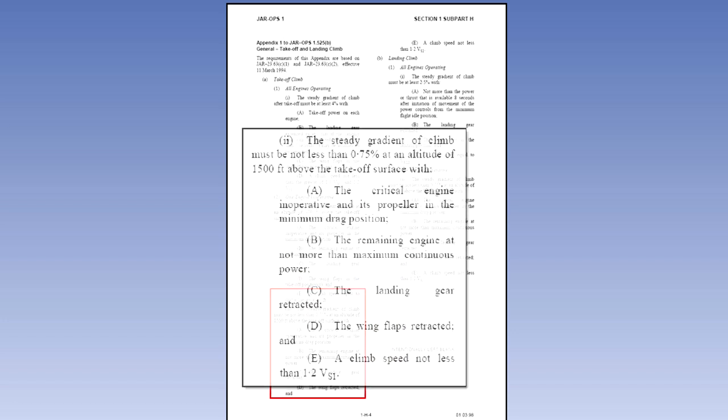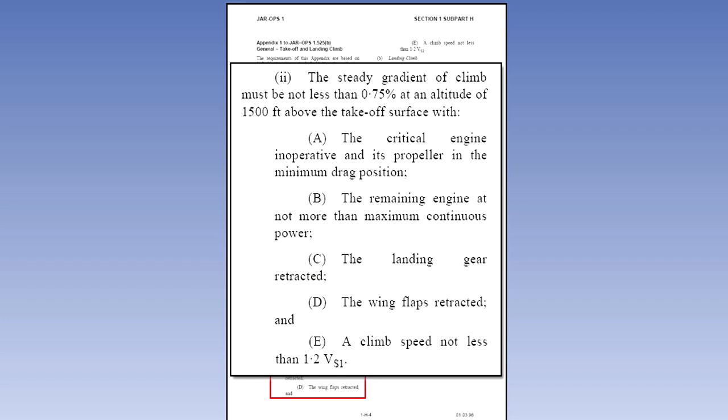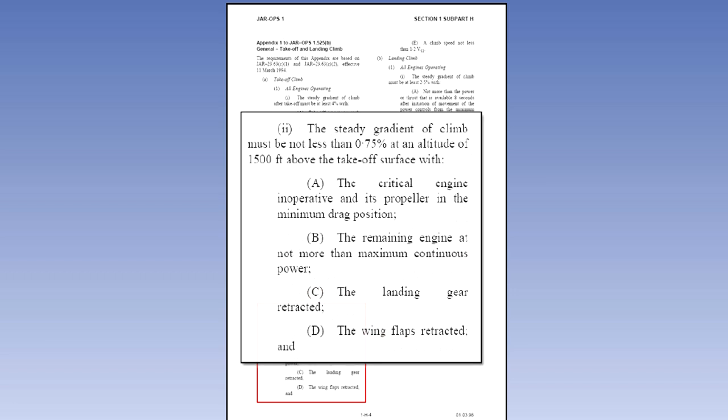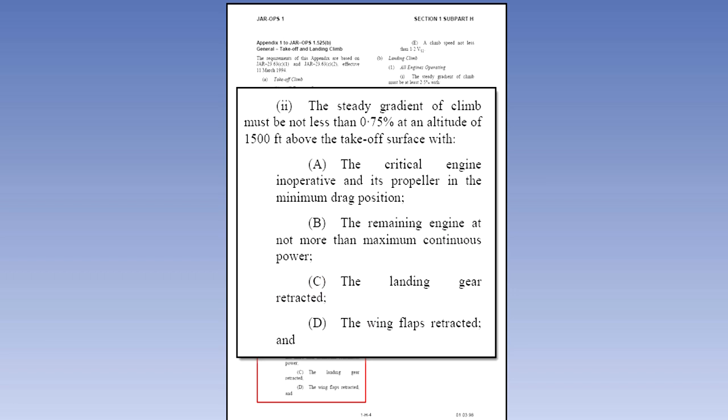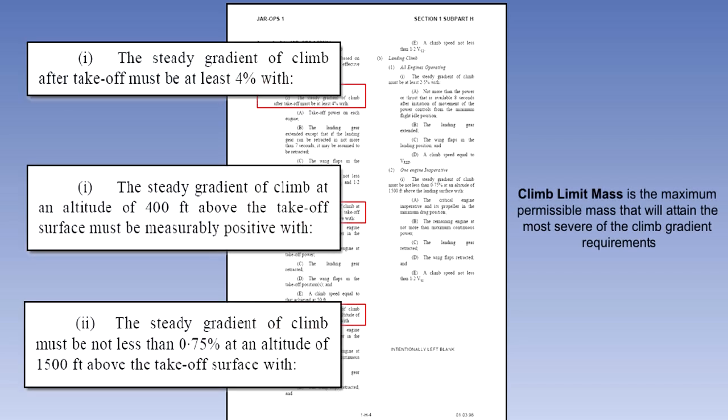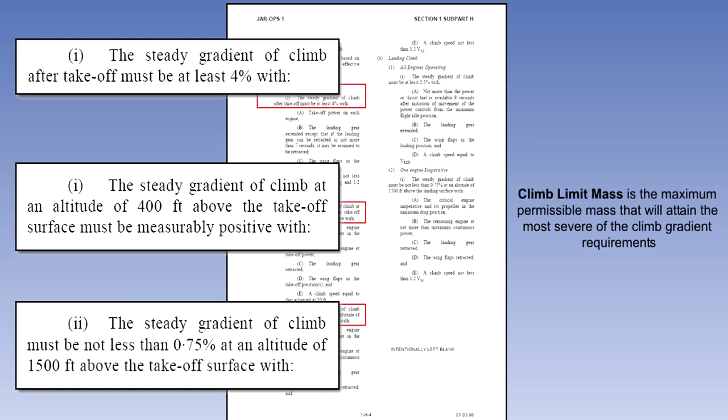From an altitude of 1500 feet above the takeoff surface, the steady gradient of climb must be not less than 0.75%, with these conditions assumed. The aim of these minimum climb gradients is to ensure that the aeroplane is operated within an appropriate safety margin. The maximum mass that will allow the aeroplane to attain the minimum gradients is called the climb limit mass. Exceeding this mass will mean that the aeroplane will not be able to attain these minimum regulatory gradients.